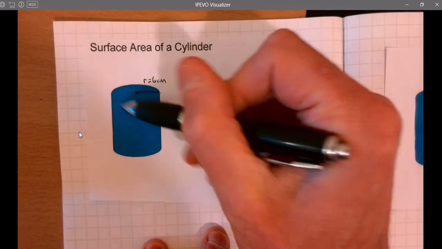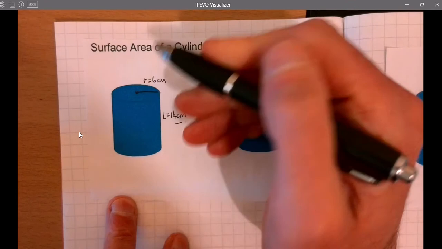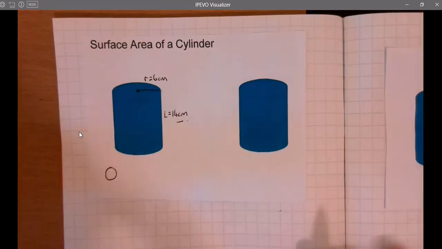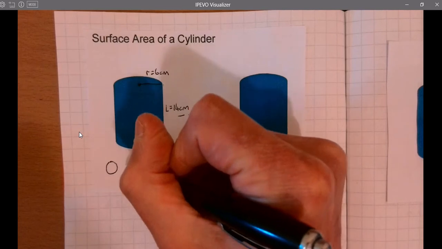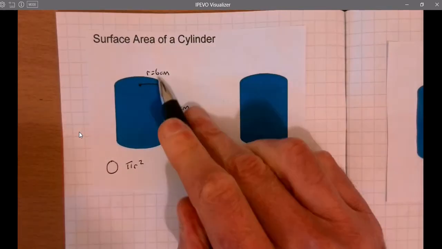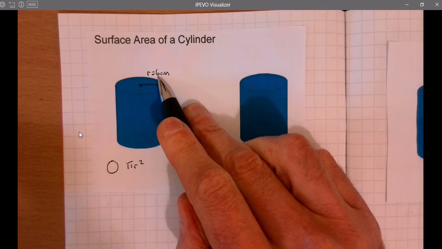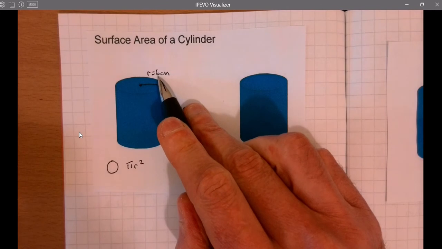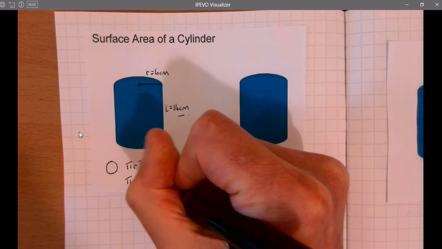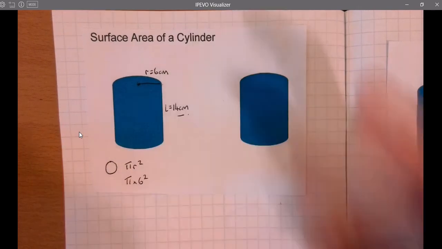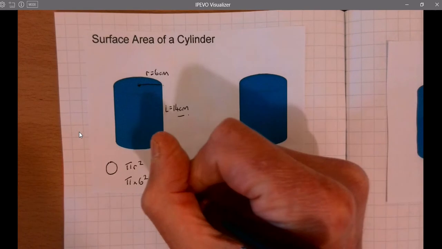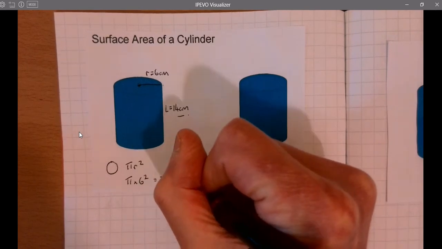Right, okay, so let's have a little look and then think about what we need to do. So let's think about the circles first of all. So one circle is pi r squared. So r is 6, so one circle is pi times 6 squared. 6 squared is 36, so we might just write 36 pi.